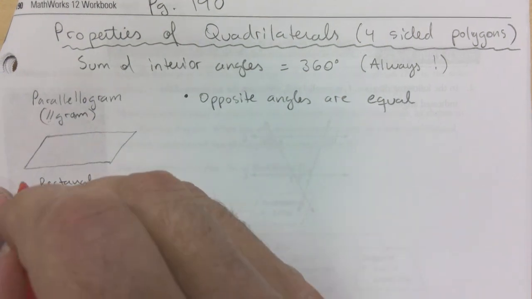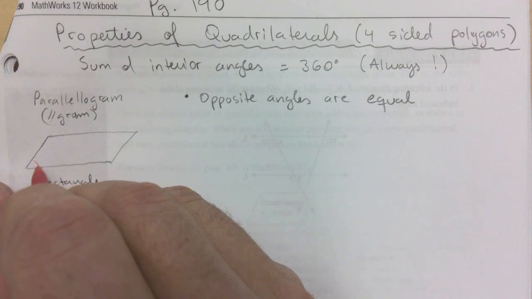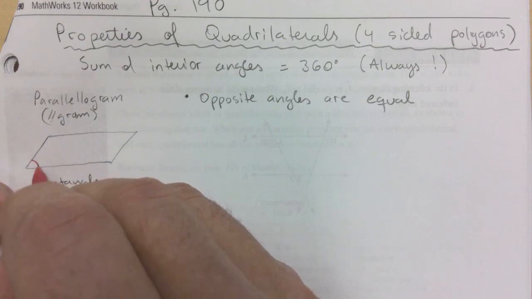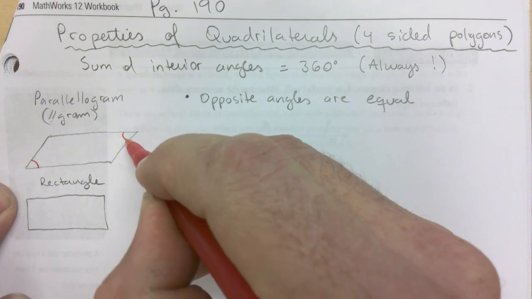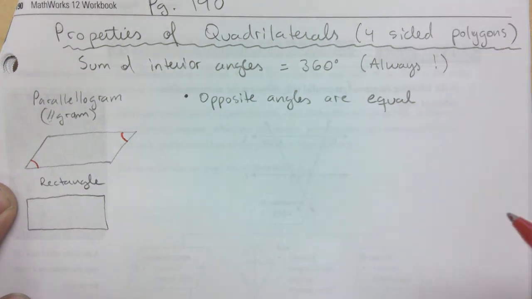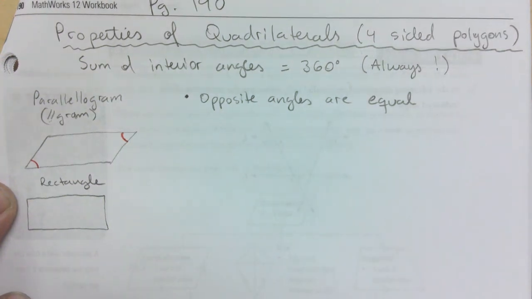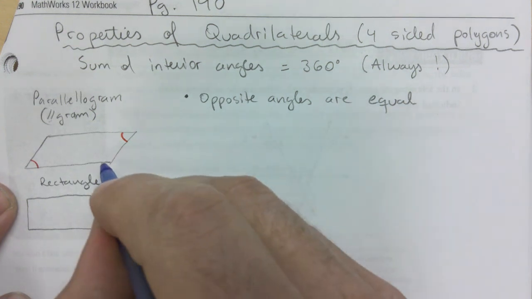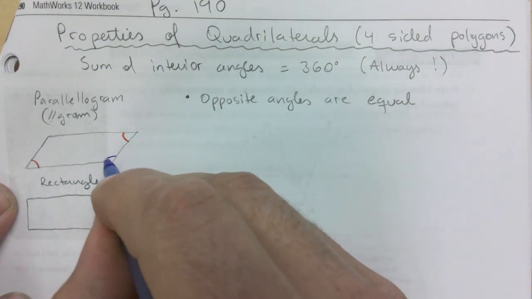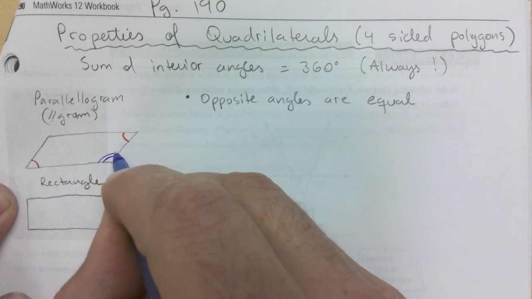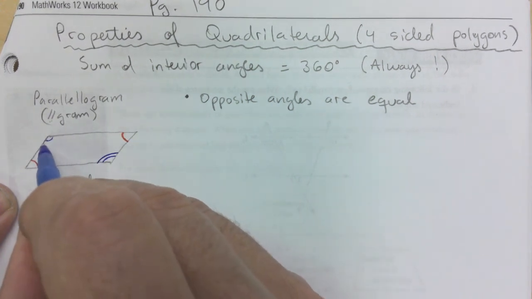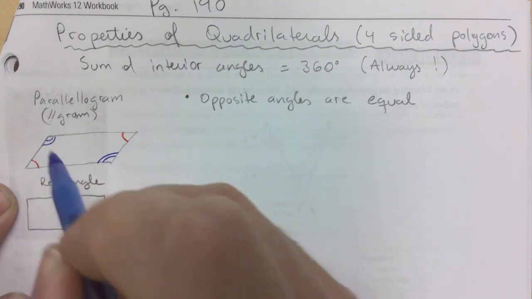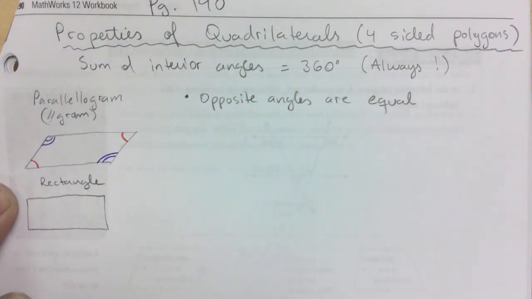So what do I mean by that? This angle right here is the same thing as the opposite to it over here, okay? This angle over here, we're going to make 2 of these, is the same thing as the angle over here. That's what I mean by opposite angles are equal.